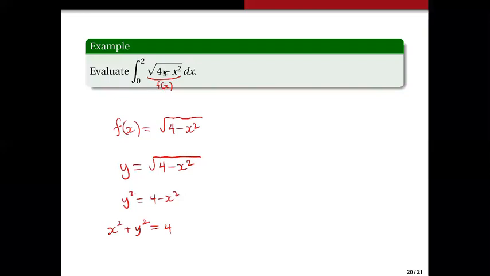So this function represents a portion of a circle. Particularly since you have the positive square root of 4 minus x squared, you will have a portion of the circle that is above the x-axis. Okay? So this is a circle of radius square root of 4, so it's a circle of radius 2. Here you have 1, 2, on each axis.